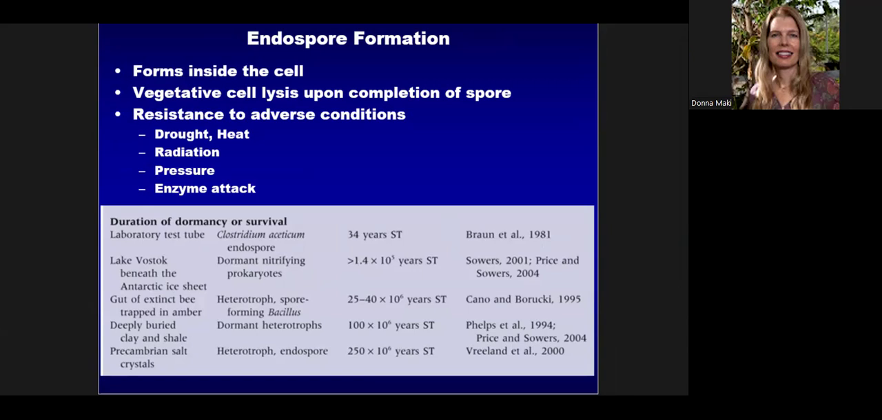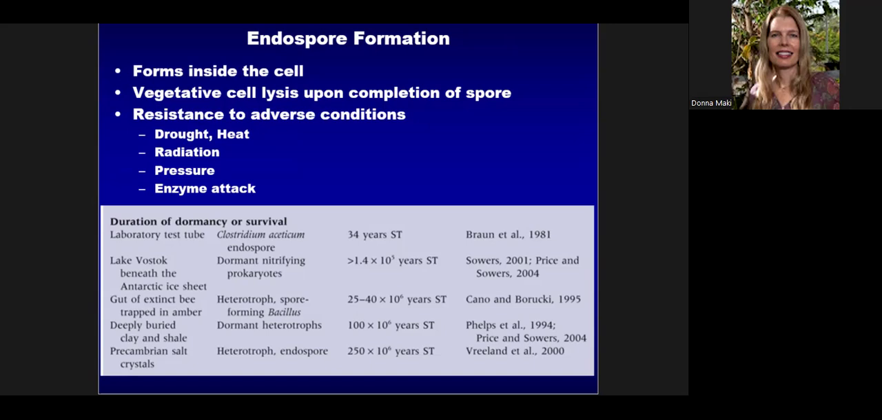So you see here in a laboratory test tube, they let Clostridium endospores just sit in a test tube for 34 years. And then they sampled it and it was still fine. And then here you can see spore forming Bacillus species in the gut of an extinct bee that was trapped in amber. They're saying that amber piece was roughly dated to 40 times 10 to the 6 years ago. So that's 40 times 6 zeros. That's a lot of time ago.